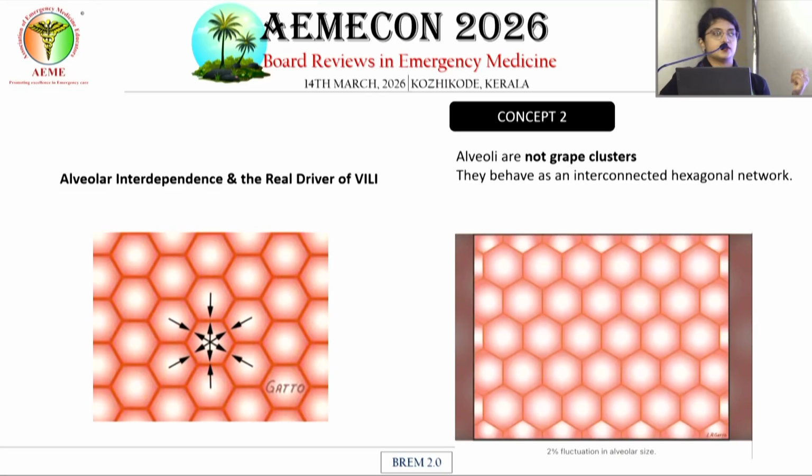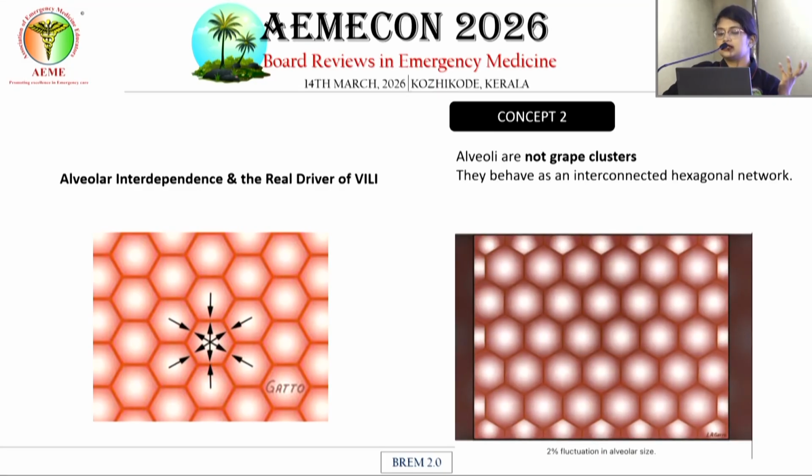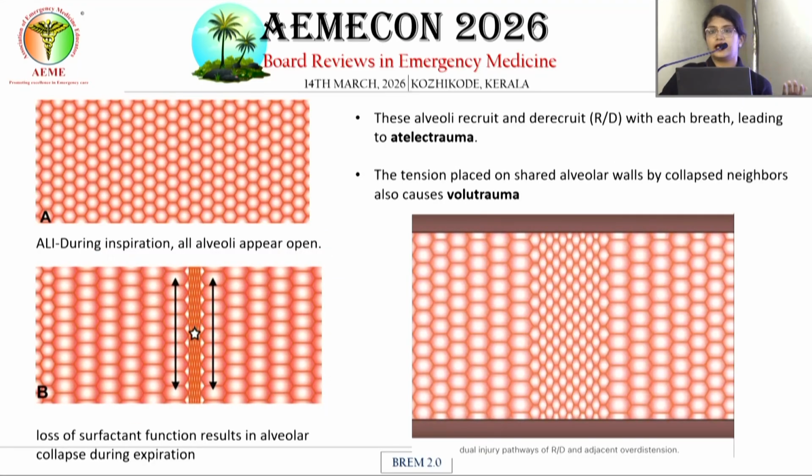So this brings us to concept 2, which is alveolar interdependence, which is the real driver of ventilator-induced lung injury. So as you can see in this normal lung, considering an alveolar interconnected hexagonal network, when there is inspiration and expiration, the difference in alveolar size is less than 2%. But what happens in ARDS? So during inspiration, all of the alveoli are open, but there is loss of surfactant. So during expiration, the alveoli will collapse.